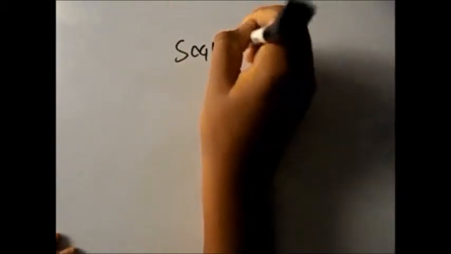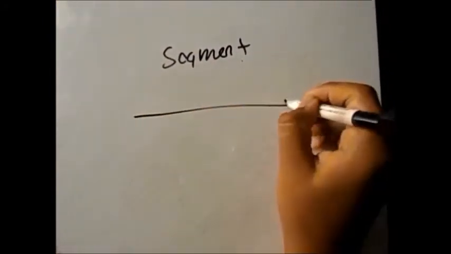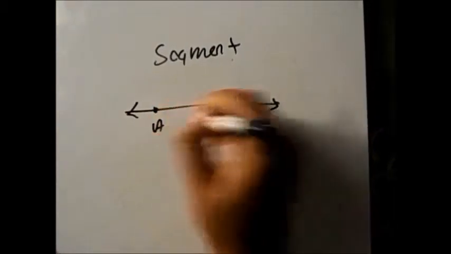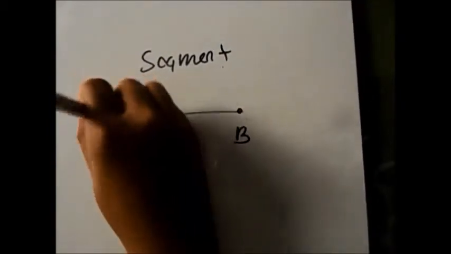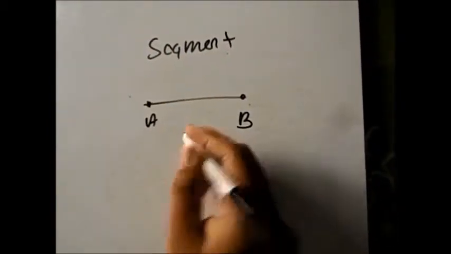Alright, so the next definition we're going to be talking about is segments, as in line segments. A line segment is like a line, except it doesn't go on forever. It has 2 endpoints, and we'll name these endpoints A and B. These 2 endpoints finish the line. That's why they're called endpoints. Kind of obvious. That's about all a line segment is.